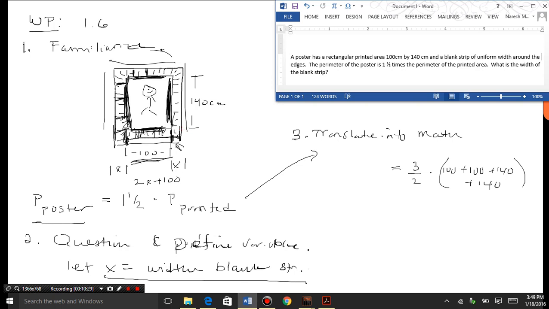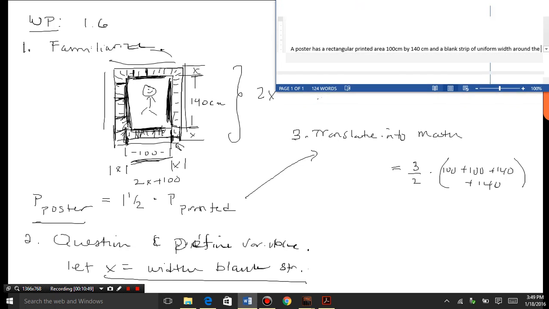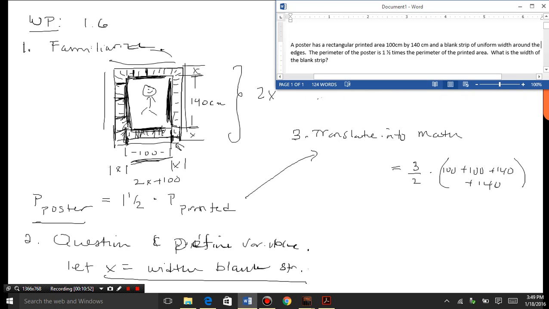And then this entire side, by the same caveat, because it's uniform, that's x, that's x, and this is 140. So this entire side is 2x plus 140. Uh-oh. Looks like I'm running out of space again. I hate when this happens. Give me a second. Now note, perimeter is the sum of all sides. So I need to add this side, which is 2x plus 100, plus this side, which is 2x plus 140. But note, I have another 2x plus 140 on this left side, and then another 2x plus 100 on the top side.